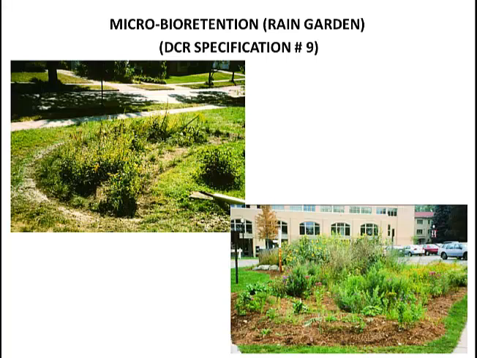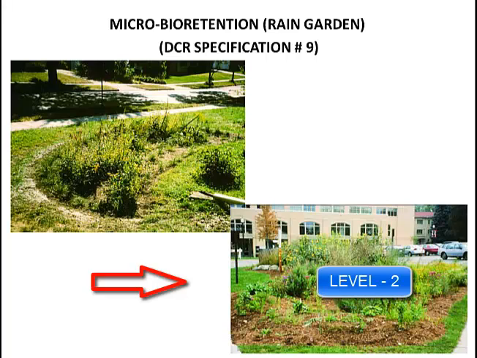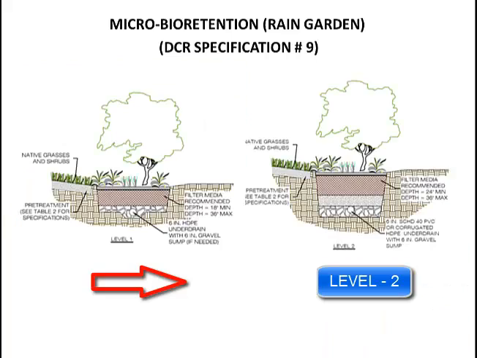Virginia Department of Conservation and Recreation, or DCR Specification Number 9 gives a complete description of these facilities, their performance and criteria for design, their feasibility and design applications, regional and special case design adaptations, their construction and maintenance. The pictures and tables shown here are from these specifications.